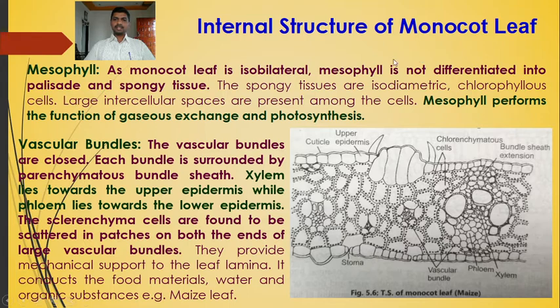In the monocot leaf, motor cells are found, that is, the bulliform cells are present in the upper epidermal cells. Motor cells or bulliform cells are found in the upper epidermal cells. So this is about the internal structure of dicot and monocot leaf.